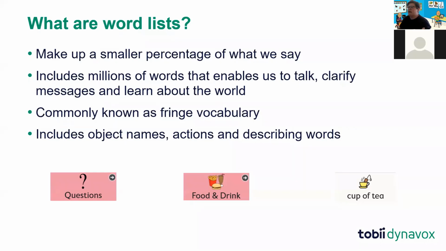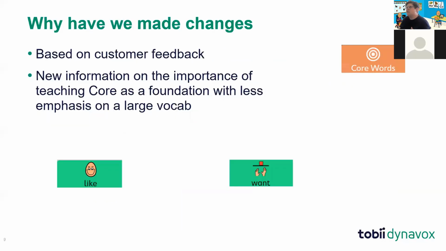And these are our word lists. You might also hear them referred to as fringe vocabulary. The kind of words that we get within word lists are things like object names, actions, describing words. And as you can imagine, that list of words can be pretty endless. We could include millions and millions of words in there. So we've updated our word list and we made a couple of changes.